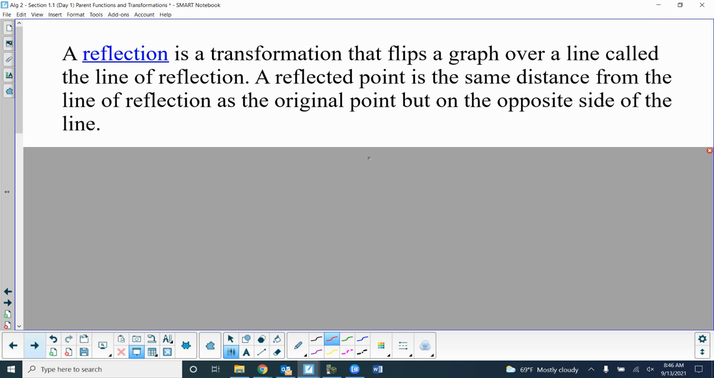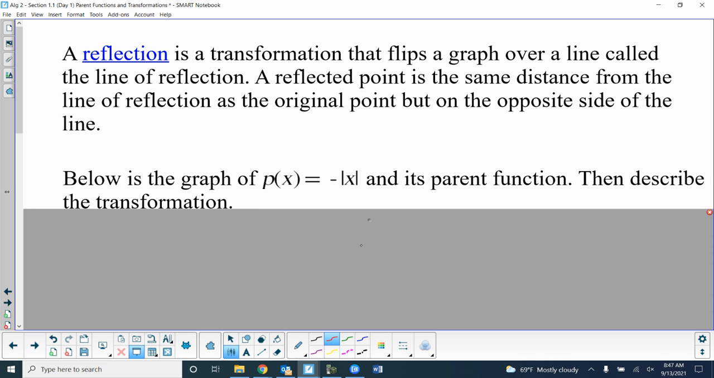All right. Okay, so we started talking about reflections then, and then we lost time. So it flips the graph over a line called the line of reflection. A reflected point is the same distance from the line of reflection as the original point, but on the opposite side of the line. So think about it like our axis of symmetry for our parabolas, right? That's how we usually got our other point, right? We reflected on the other side to get our third point when we were graphing. That's what you're thinking about, okay?